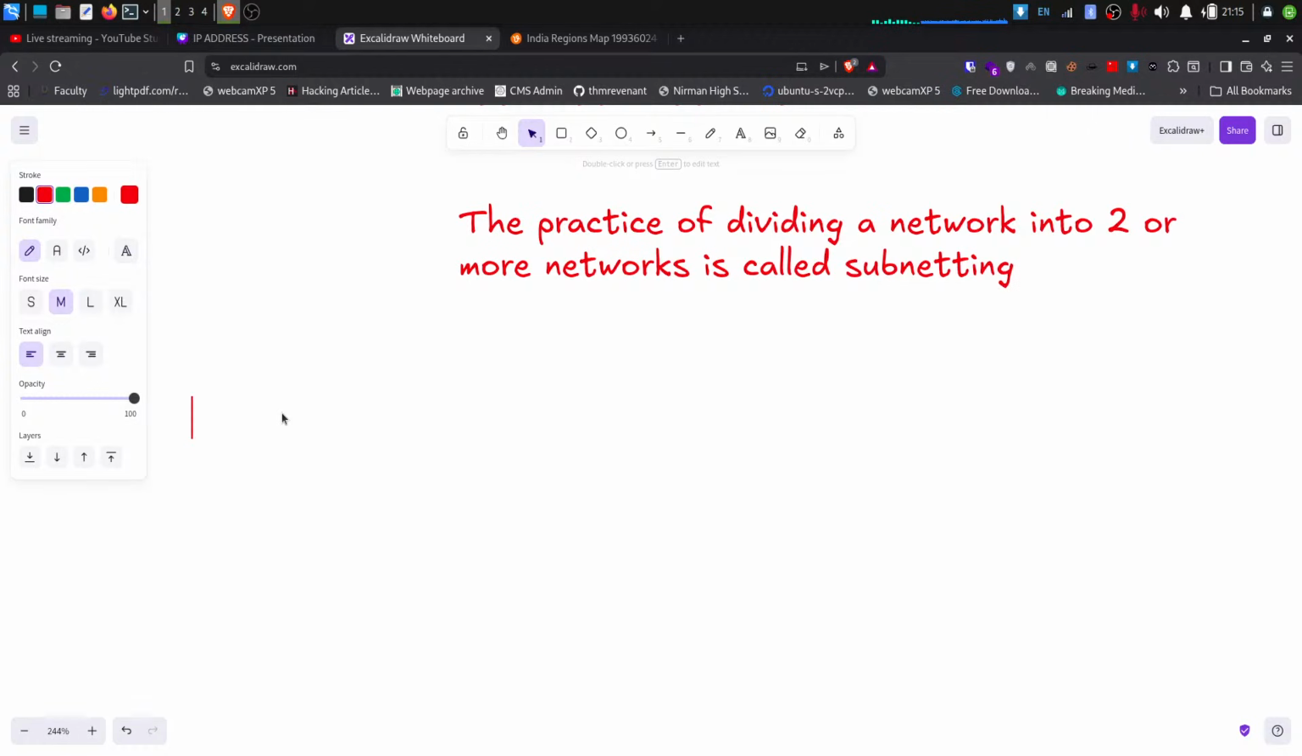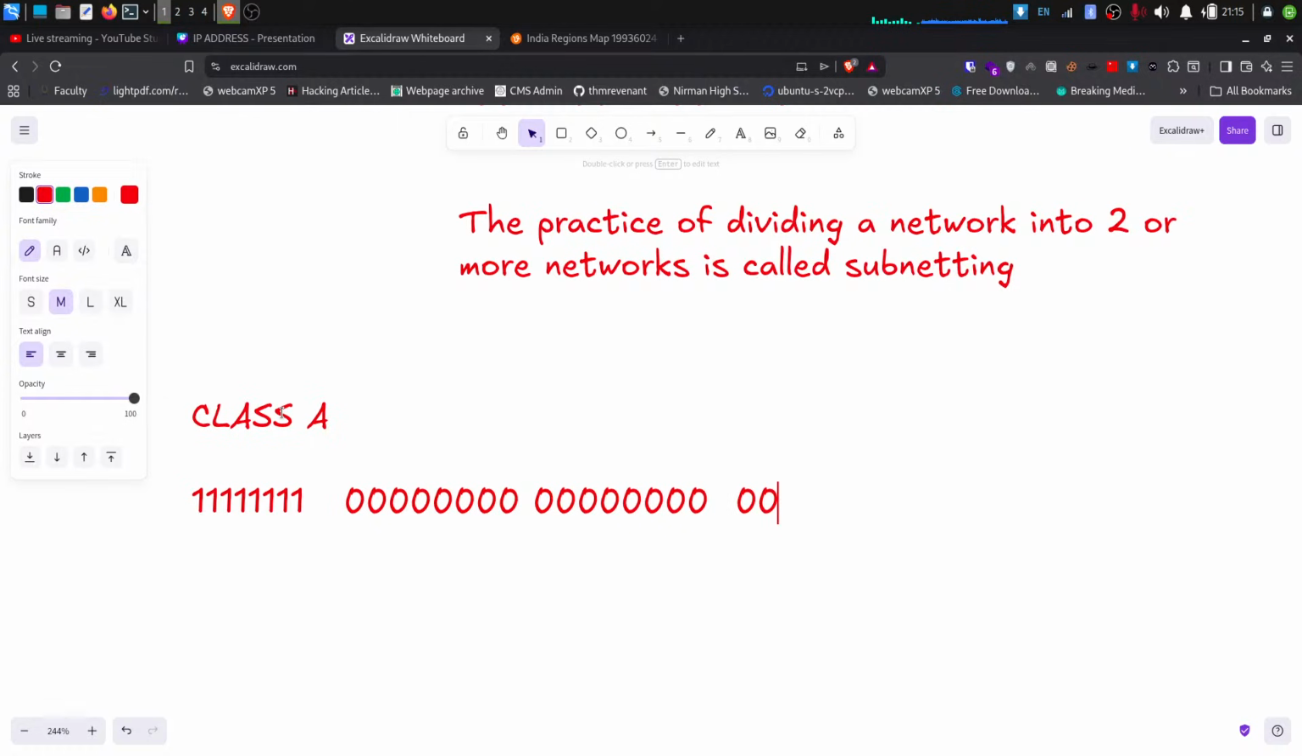Next topic we have is Class A. For example, we have the IP, so I'll just write it down. Class A has four octets of 8 bits each: 1, 2, 3, 4, 5, 6, 7, 8. In total, in Class A we have around 16 million hosts.